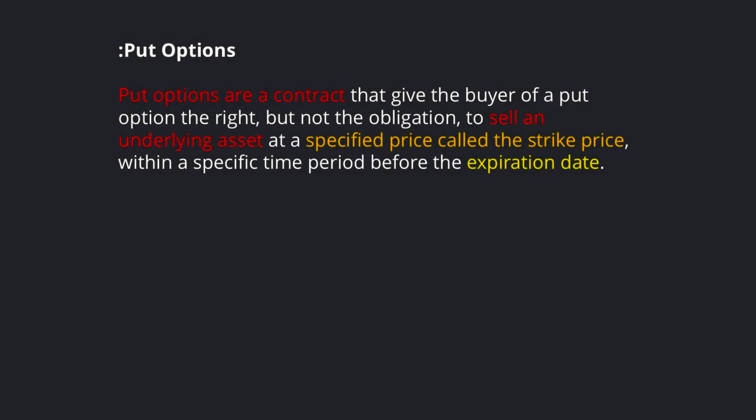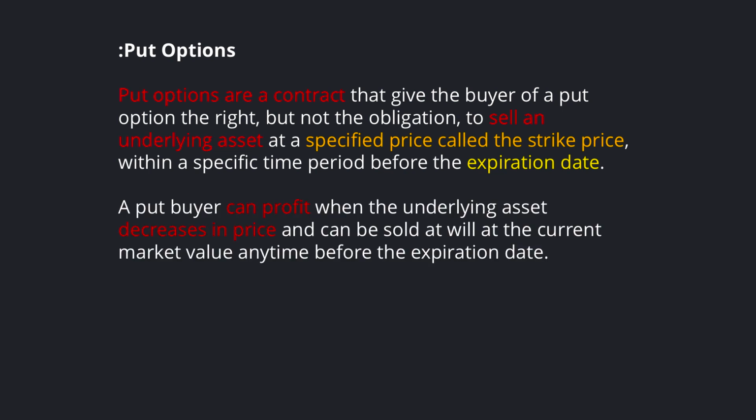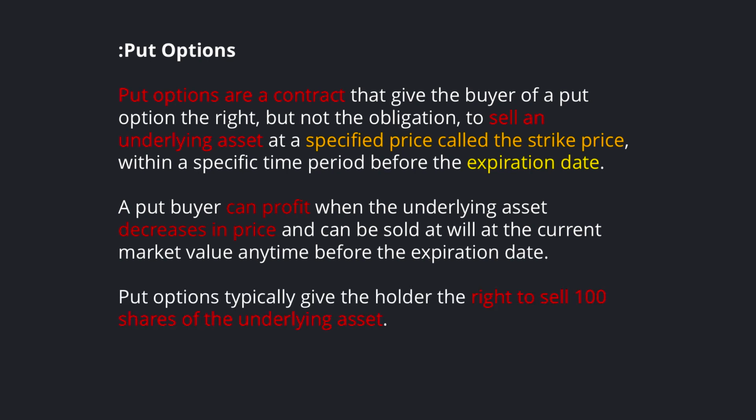Put options are a contract that give the buyer of the put option the right, but not the obligation, to sell an underlying asset at a specified price called the strike price within a specified time period before the expiration date. A put buyer can profit when the underlying asset decreases in price and can be sold at will at the current market value any time before the expiration date. Put options typically give the holder the right to sell 100 shares of the underlying asset.